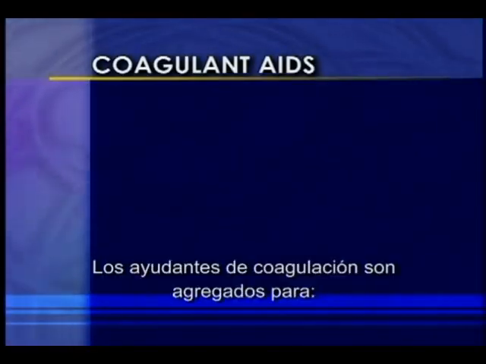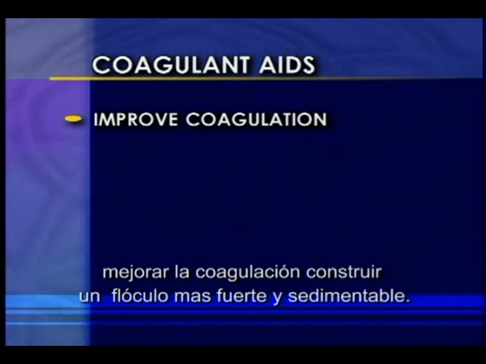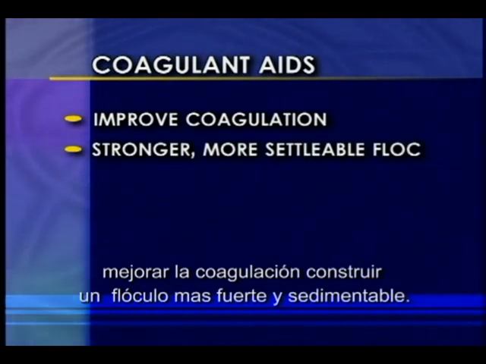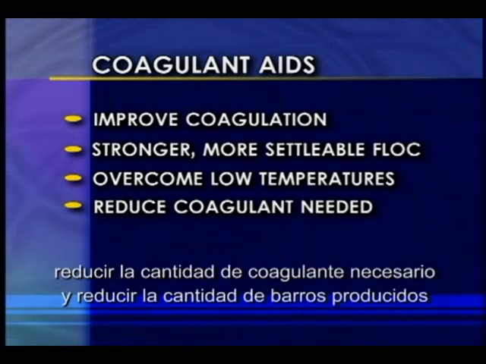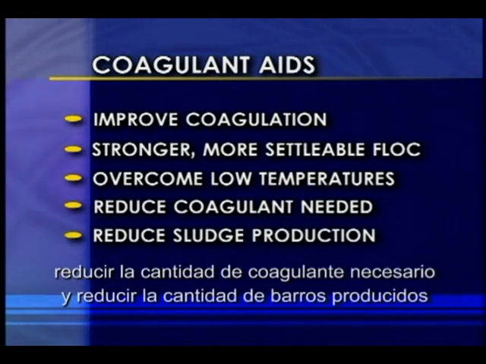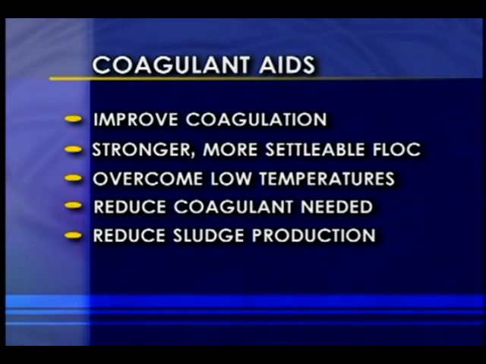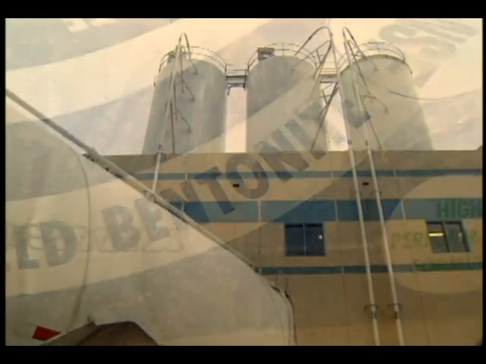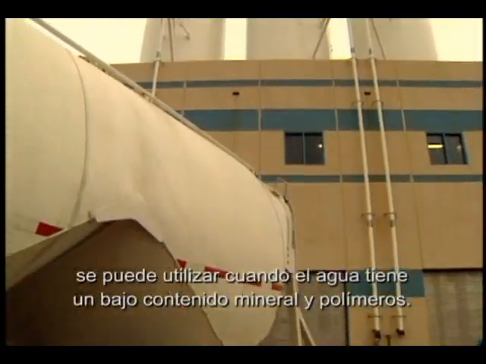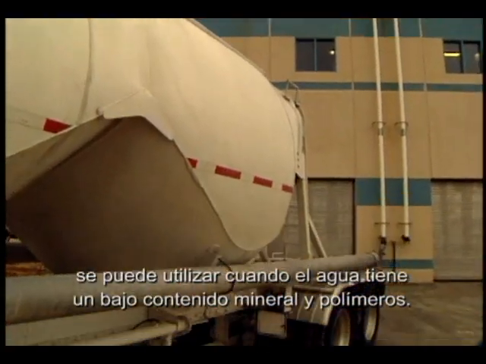Coagulant aids are added to improve coagulation, build stronger, more settlable floc, overcome the effect of low temperatures, reduce the amount of coagulant needed, and reduce the amount of sludge produced. Commonly used coagulant aids are activated silica, which has proven effective in colder water, weighting agents such as bentonite clay and limestone, when source water has a low mineral content or turbidity, and polymers.